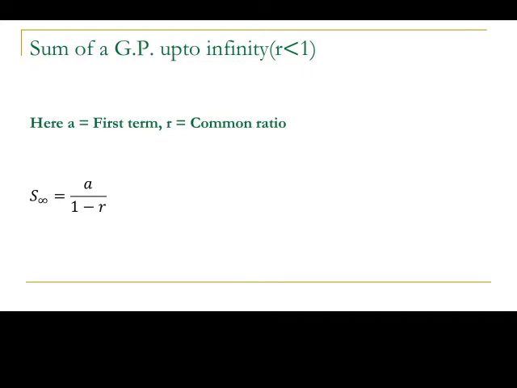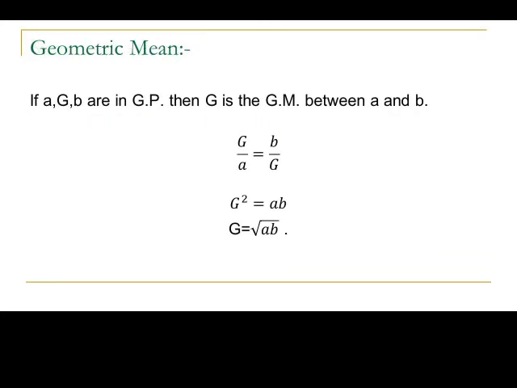Now we have to find the sum of GP up to infinity where R is less than 1. If A is the first term and R is the common ratio, then the sum of an infinite number of terms of GP is equal to A upon 1 minus R, where R must be less than 1. Geometric mean, one of the most important terms of geometric progression. If A, G and B are in GP, then G is the geometric mean of A and B. And if A, G, B are in GP, then we have the common ratio equal to G upon A equals B upon G.